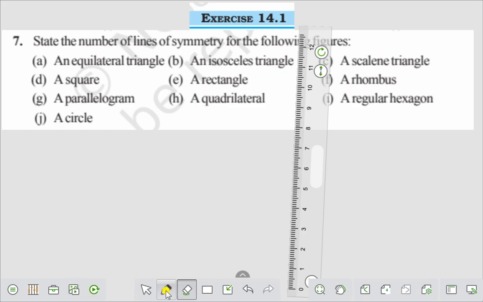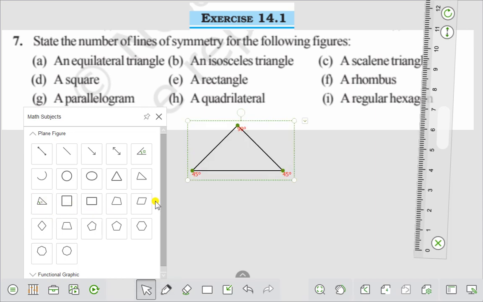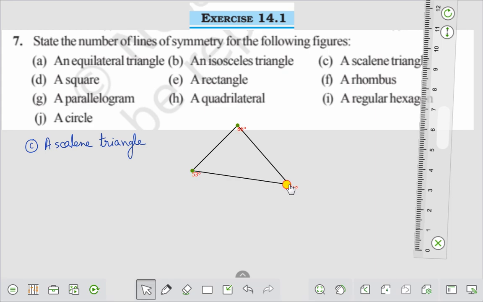If I draw a scalene triangle like this, question number C, a scalene triangle, S-C-A-L-E-N-E. If we draw a scalene triangle, it is a triangle like this. Suppose this is a scalene triangle, all the sides are not the same. Here this is a scalene triangle, and you see there is no line of symmetry, right? There is no line of symmetry.